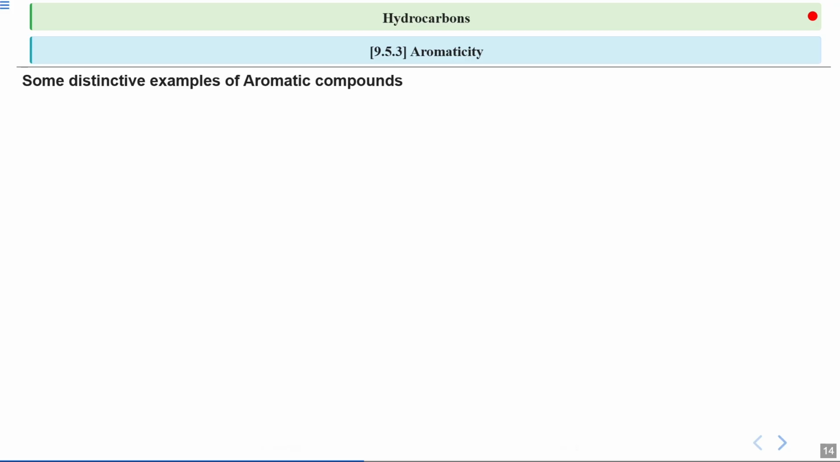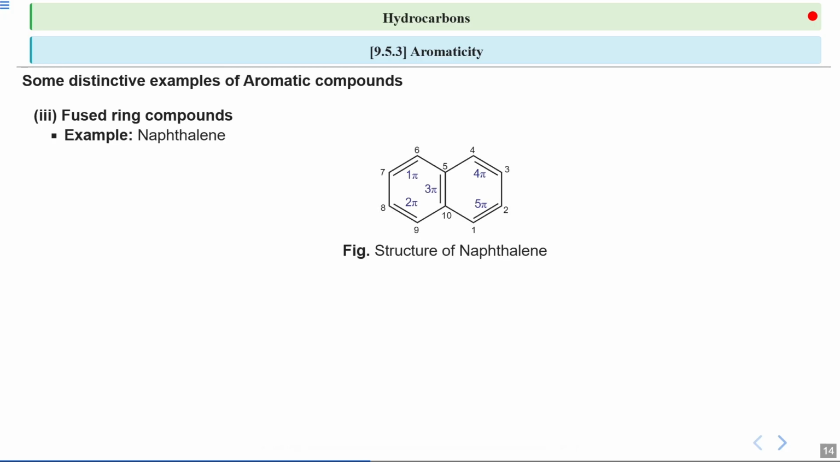Now we will look at the third distinctive example of aromatic compounds, which is fused rings. These are aromatic compounds where 2 or more rings share common carbon atoms. A classic example of this is naphthalene. This structure is more complex than a simple benzene ring. So here is naphthalene shown in the image. Naphthalene consists of 2 benzene rings fused together, sharing 2 carbon atoms. This fused structure gives naphthalene unique chemical and physical properties compared to single ring aromatics.